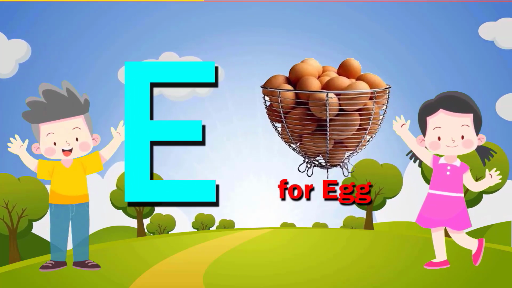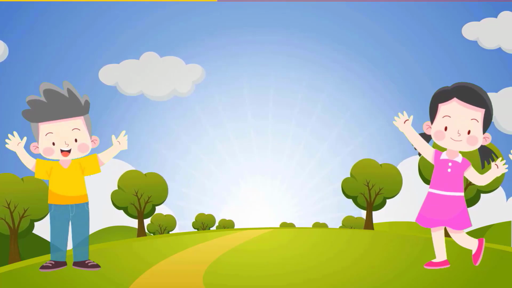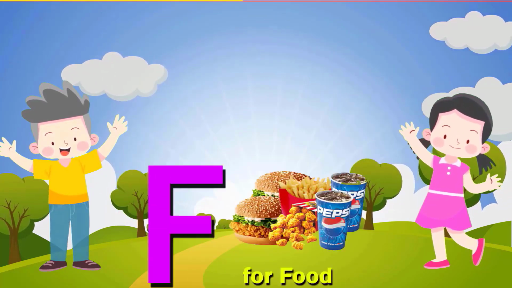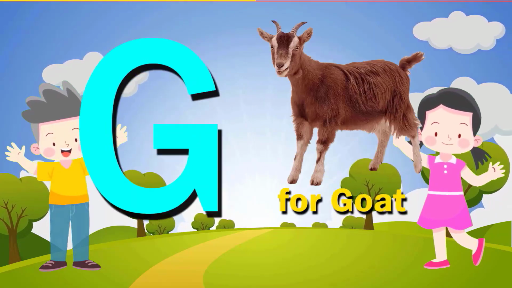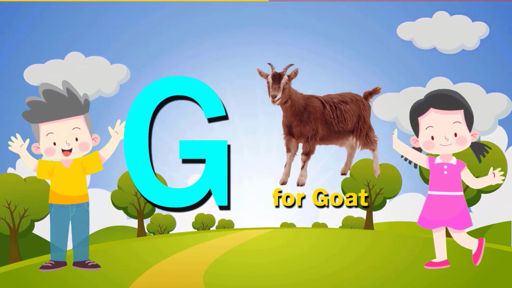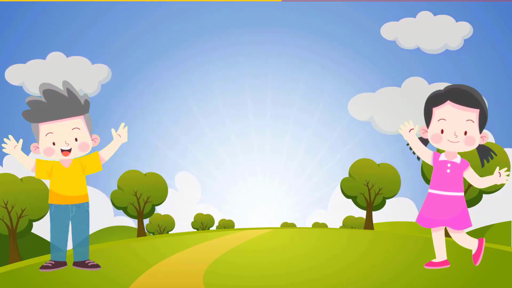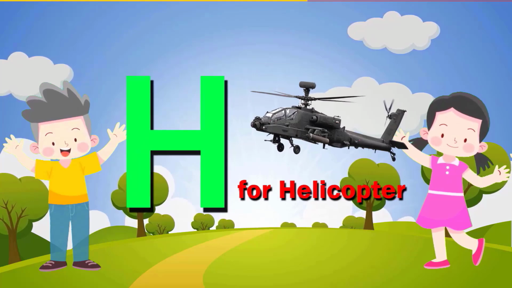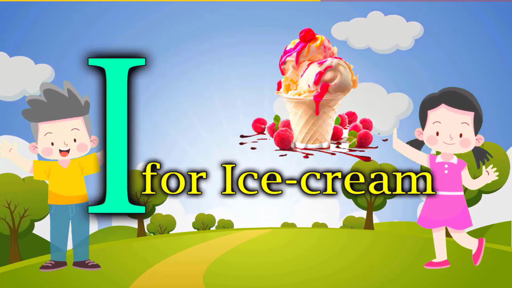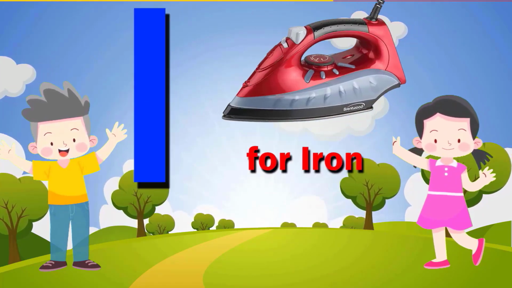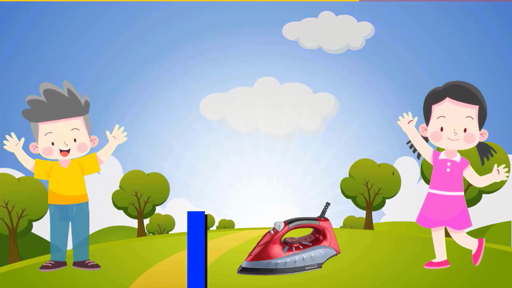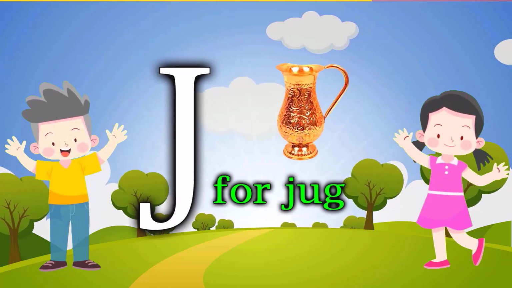E for elephant, E for egg. F for fish, F for food. G for grapes, G for got. H for hat, H for helicopter. I for ice cream, I for iron. J for jug, J for juice.